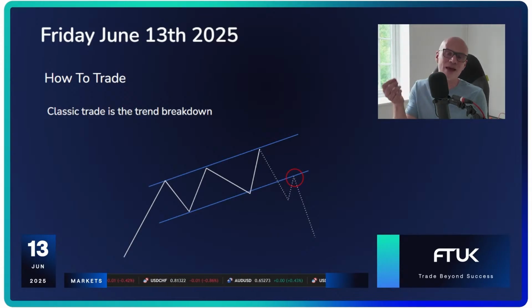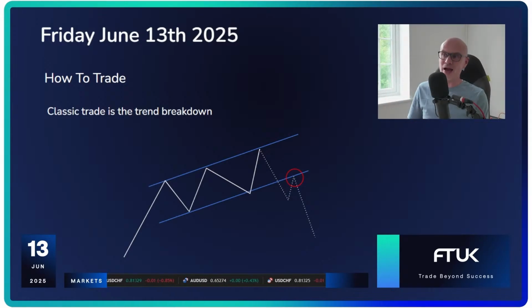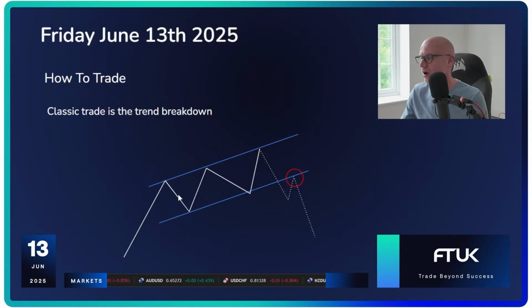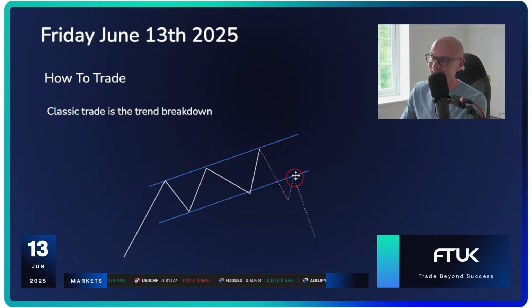But the classic way, if you do want to trade with a trend line, is to trade the breakdown. Why? Because you tend to get fast price action off the back of it. Yeah, so any market that is breaking down, as you can see here, once you break that structure and you retest it, if you are breaking down, then that is the classic entry.